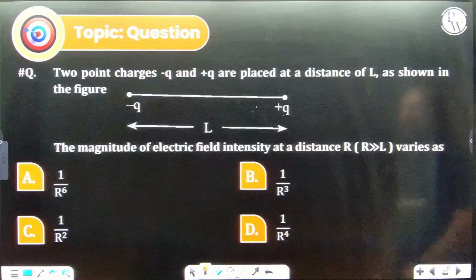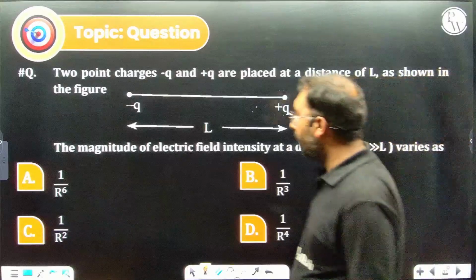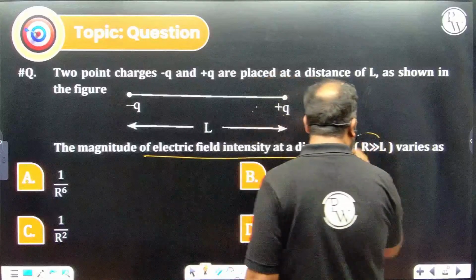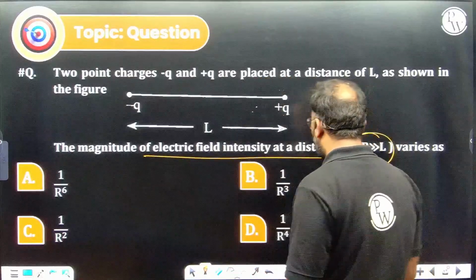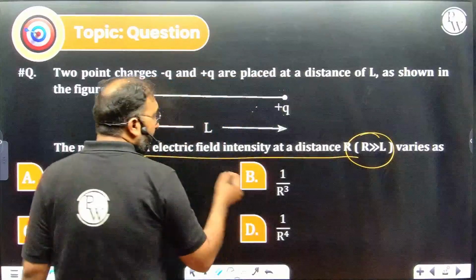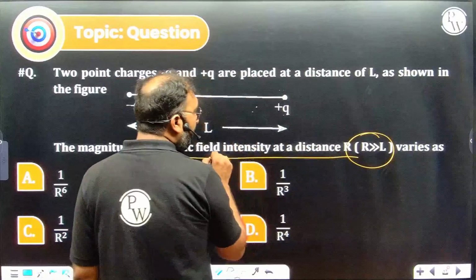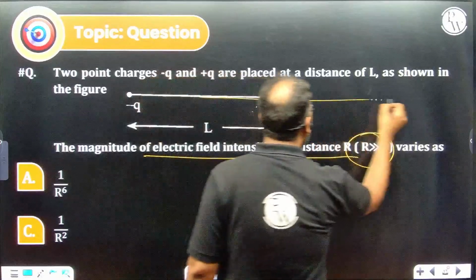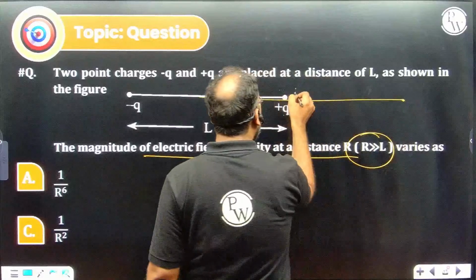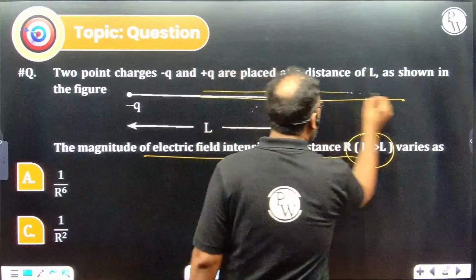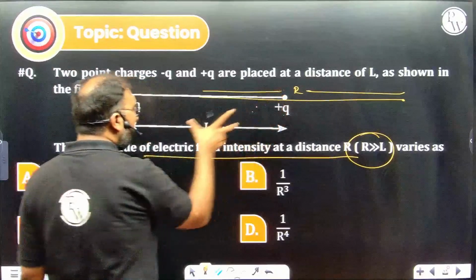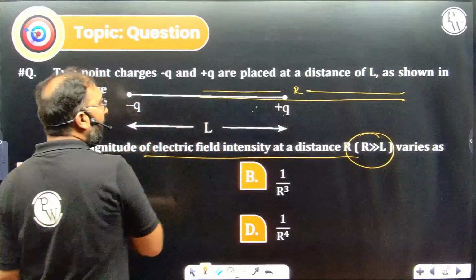Two point charges, minus q and plus q, are placed at a distance of L as shown in the figure. The magnitude of the electric field intensity at a distance r, where r is very large as compared to L, varies as. So you can see the given situation. It is given that r is very large as compared to L. So I am taking a point here, and this distance I am calling r. If r is very large as compared to L, then this is the case of an electric dipole.